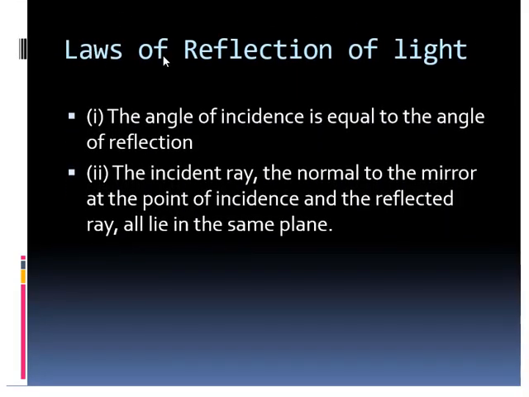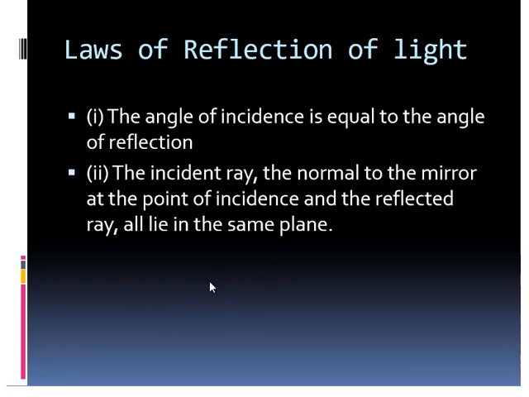Now we'll see laws of reflection of light. There are two laws of reflection of light. You might have covered this one in your previous classes. So the first law is the angle of incidence is equal to the angle of reflection. So what is angle of incidence and angle of reflection?